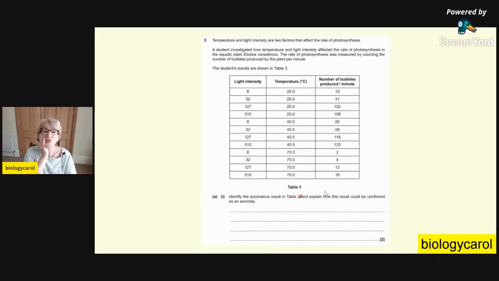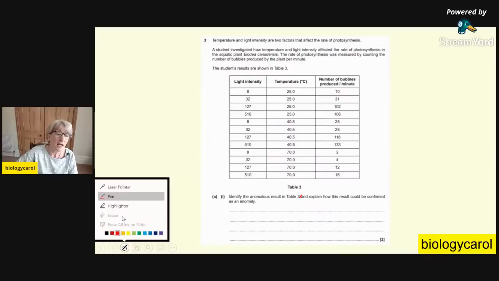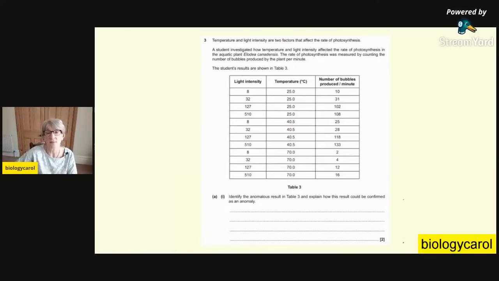Anyway, back to question 3, photosynthesis. Here we have a student investigating how both light intensity and temperature affect the rate of photosynthesis for good old Canadian pondweed, Elodea. The rate of photosynthesis was measured by counting the number of bubbles produced by each plant per minute. Identify the anomalous result in table 3 and explain how this result could be confirmed as an anomaly.